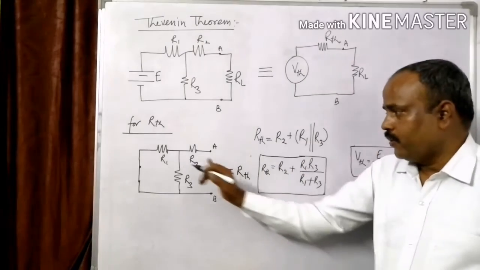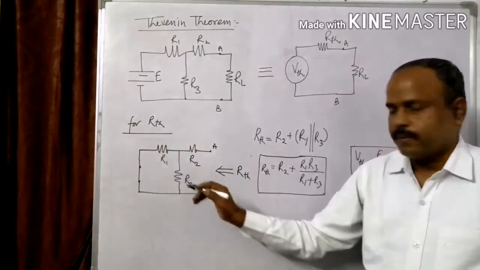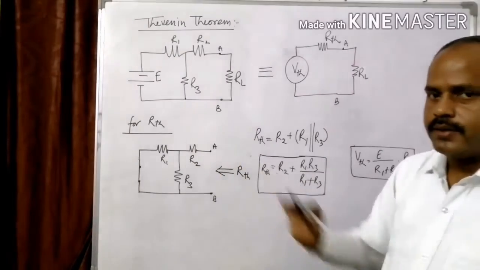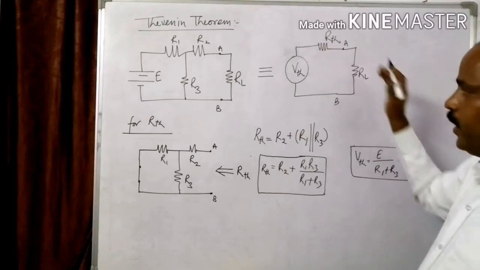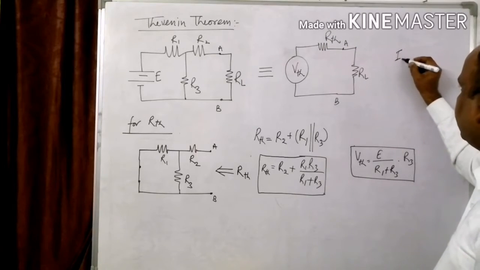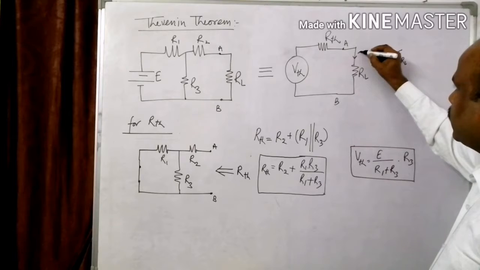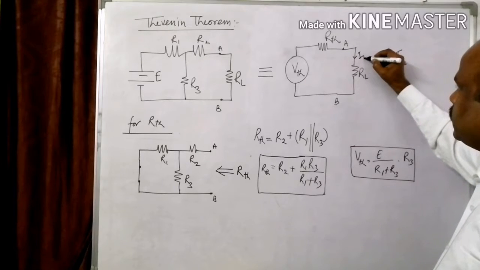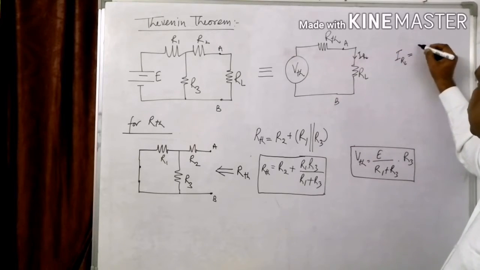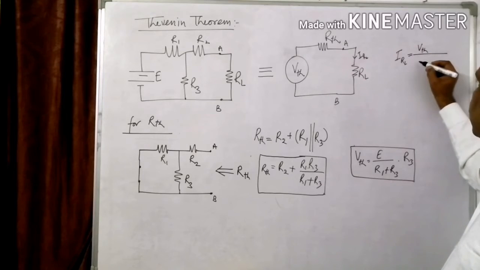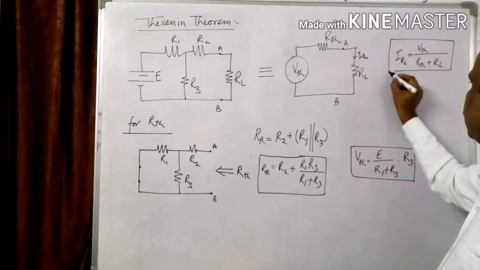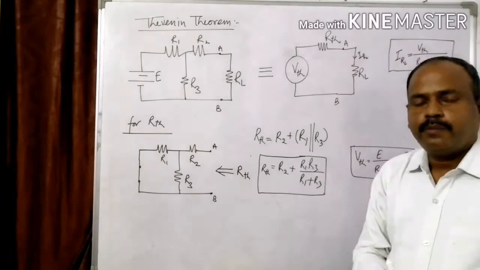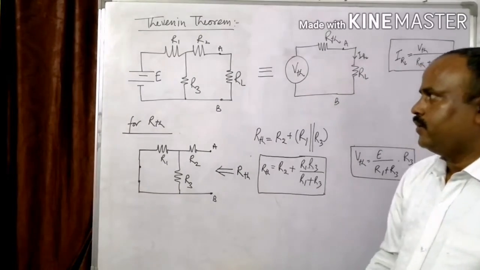RTH is nothing but R2 plus the parallel combination of R1 and R3 for this particular circuit, right? This value we are going to put over here and calculate the current IRL. This is the current passing through the load resistor. Yes, it is nothing but VTH divided by RTH plus RL. So this is the required current passing through the load resistor, right?